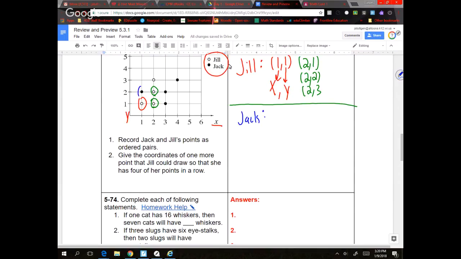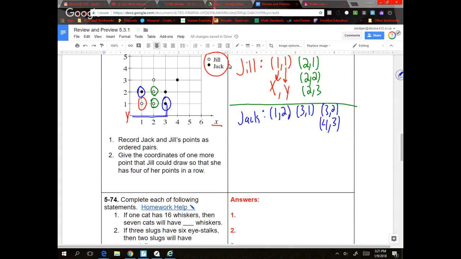His first one, I'll do this one. 1, 2. Next one. 3, 1. Because remember, I have to go over 3 first, then up 1. Next one will be 3, 2. 3, 2. And then finally, I have 4, 3 for the very last one of Jack.